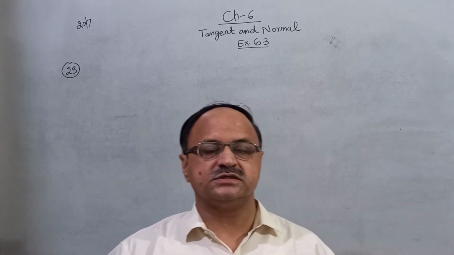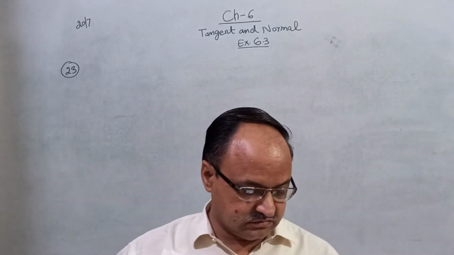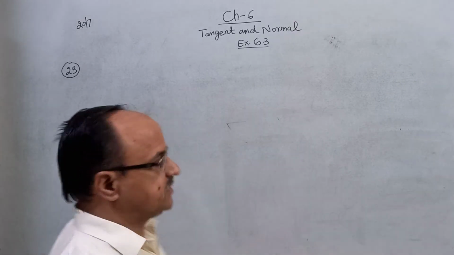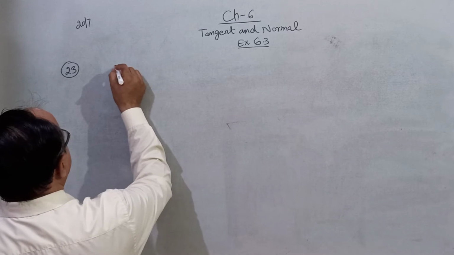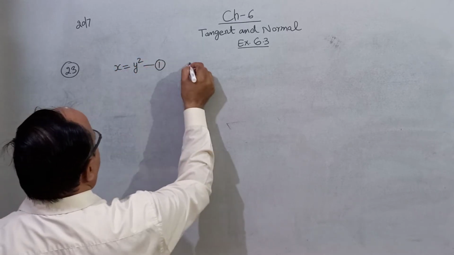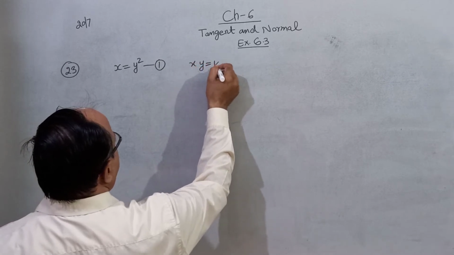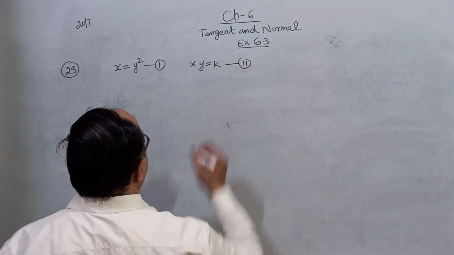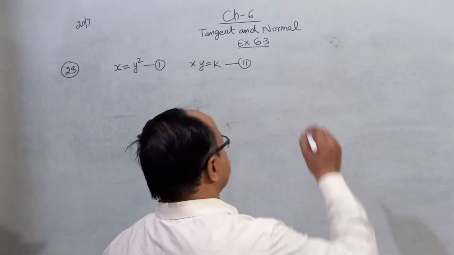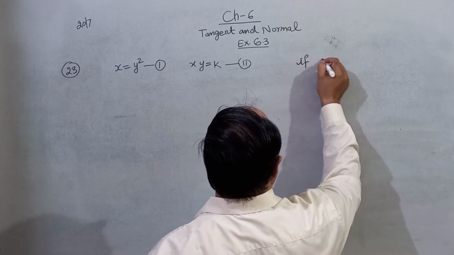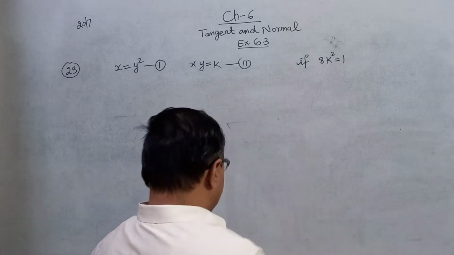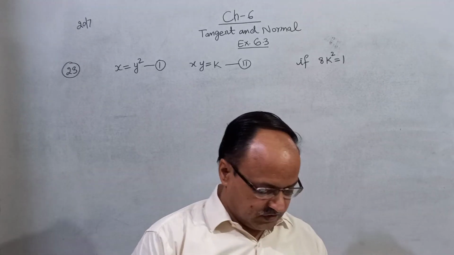Prove that the curves x is equal to y square and xy is equal to k cut each other at right angle if 8k square is equal to 1. Two curves x is equal to y square and xy is equal to k cut each other at right angle if, what is the condition? 8k square is equal to 1. This is the question. Clear?